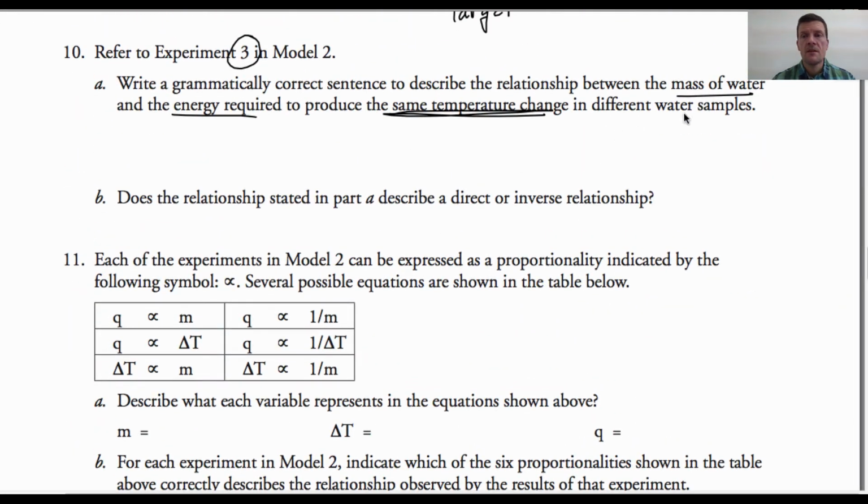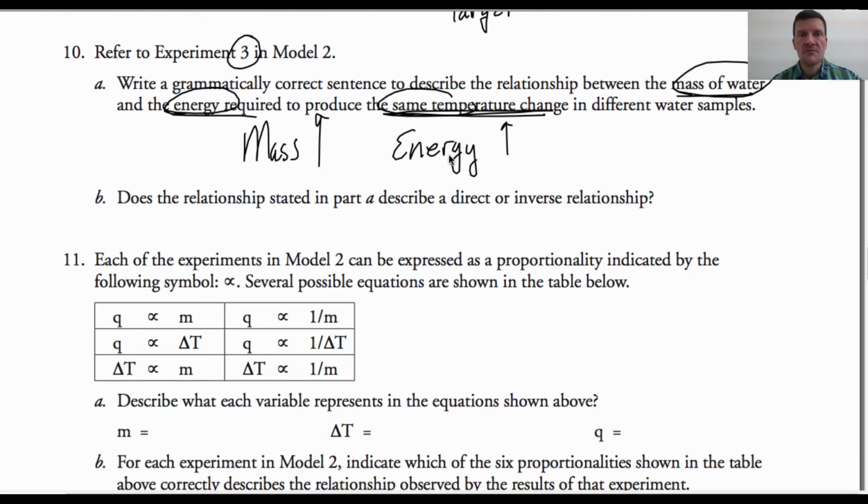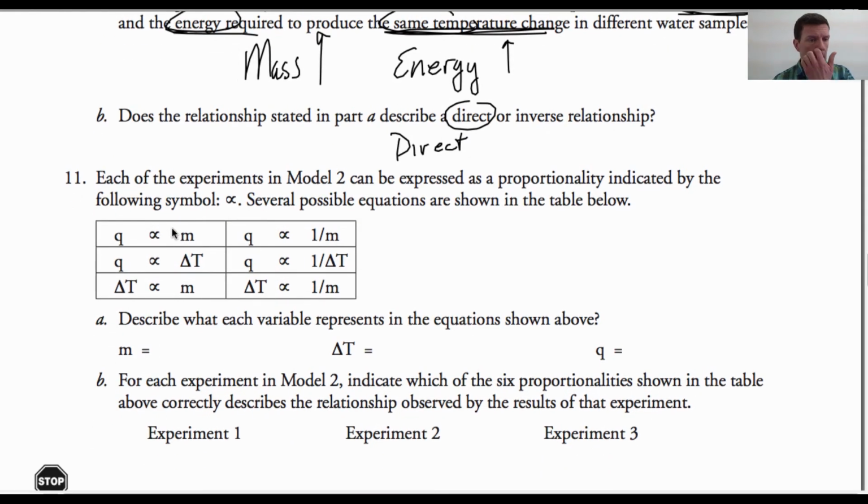Okay? So, mass of water, as the mass increases, then the amount of energy that you have to add to that is going to increase as well in order to get a given set change in temperature. That would be direct as well. Anytime one goes up and the other goes up, or one goes down and the other goes down, that is a direct relationship.